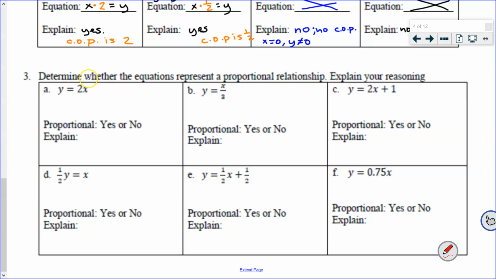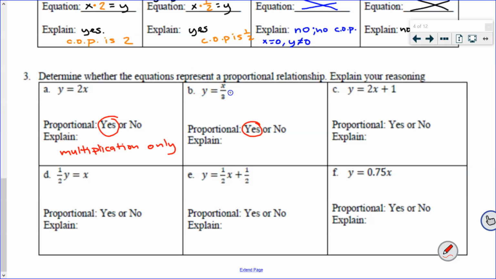A, is it proportional? Yes, because all we see is just multiplication only. Or yes, we can see the unit rate, but we can see the constant of proportionality, multiplication only. B, is this proportional? It is proportional. We talked about it, is division okay? Yes. Is this division? Yes.